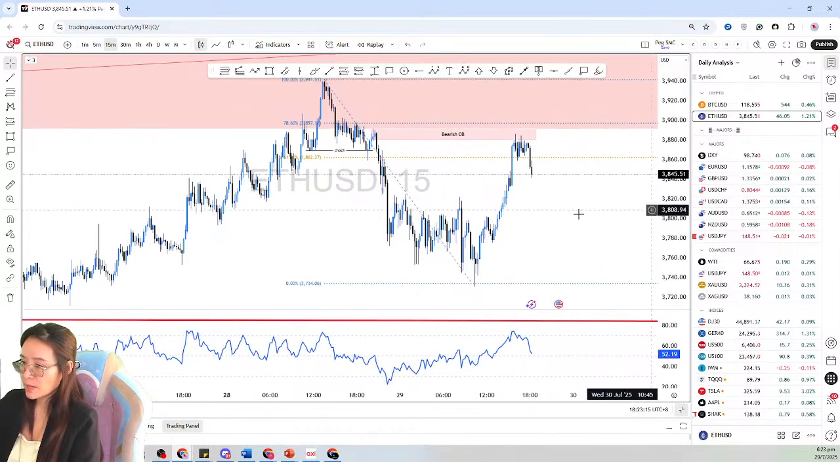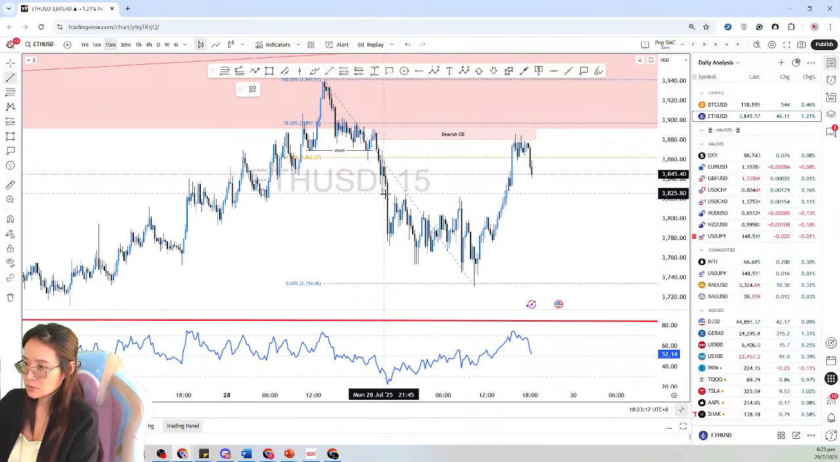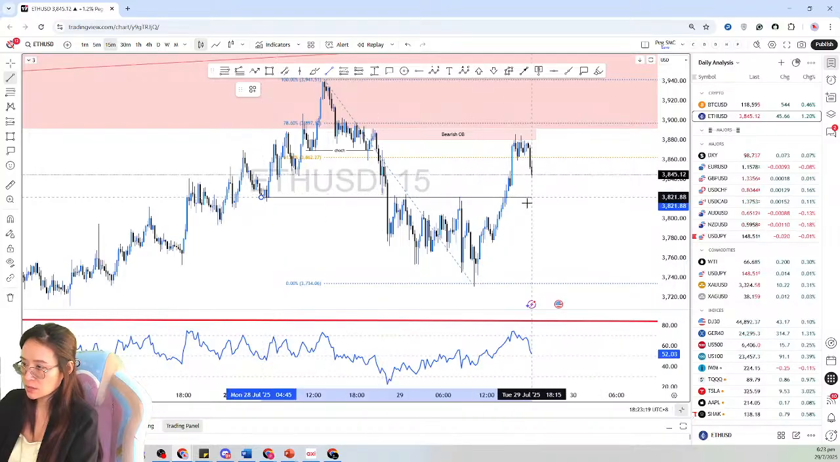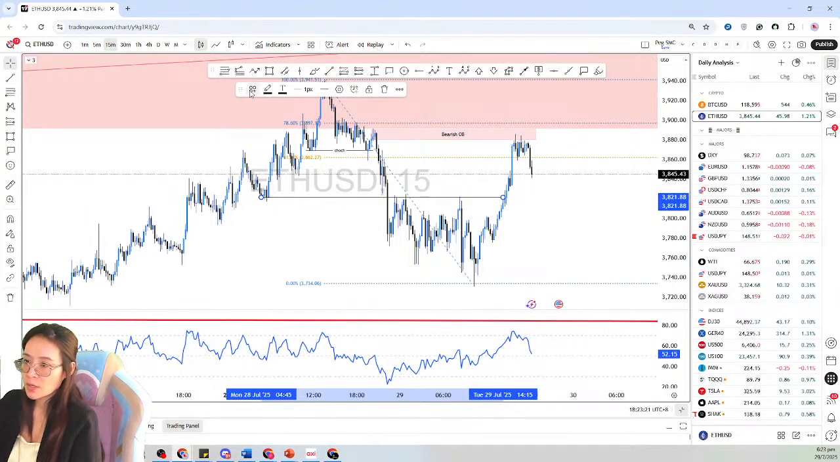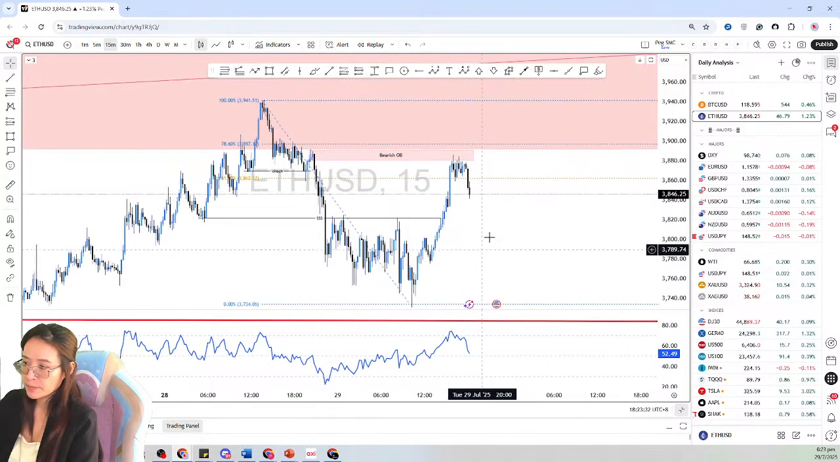And price rising to the box, and this one is what? Liquidity or resistance level. You get stopped out. If you sell here, you're happy; you sell again, you get stopped out; price goes to our POI and falls.